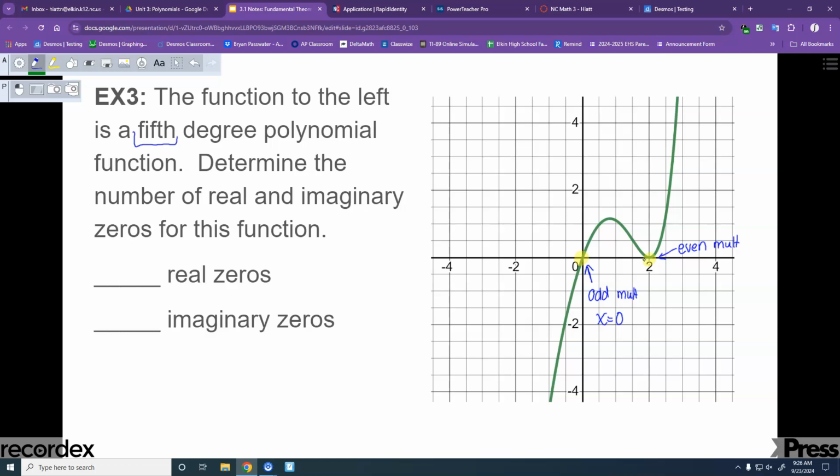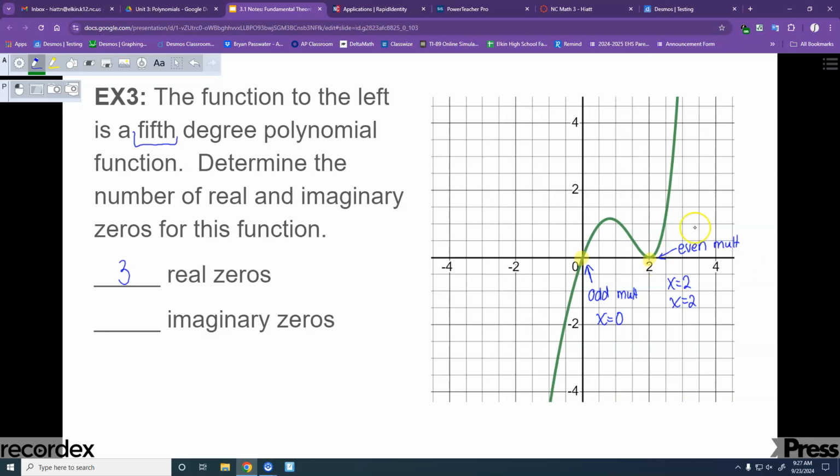2, right? So that means x equals 2 would have to be there at least twice, right? So the very least number of real zeros you could have here would be 3, okay? Now, there's more than one answer to this question. So one answer could be that you've got 3 real zeros. Now, you have 3 real zeros, you only have 2 distinct zeros, okay?